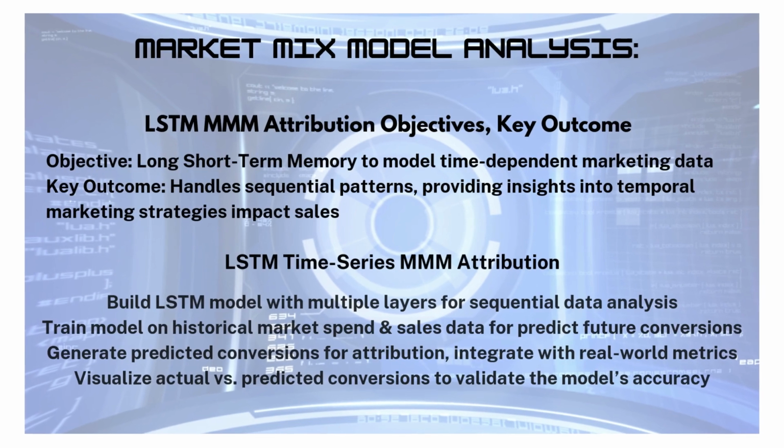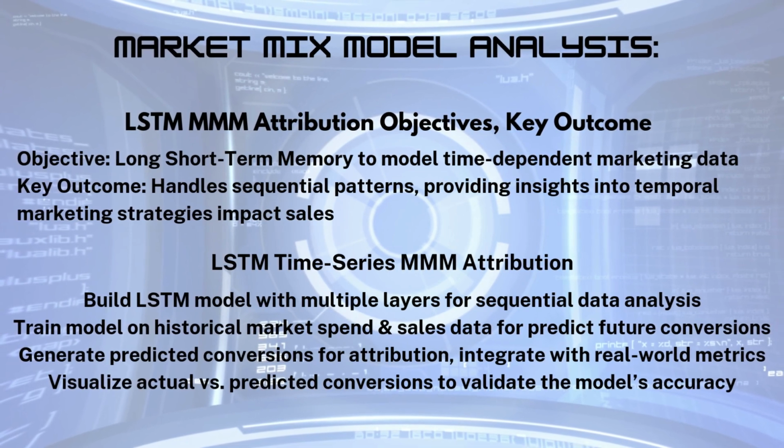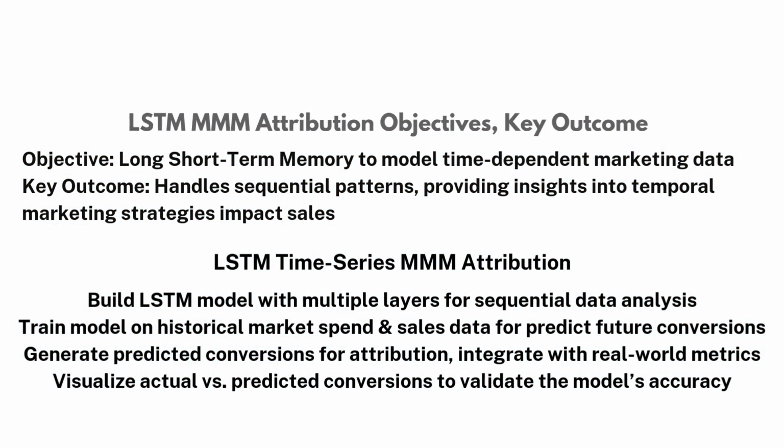Next in the Python is the LSTM model, its attribution, objectives, and key outcome. Here are the objectives: we have long short-term memory, which is used to model time-dependent marketing data, and that's a pretty easy tool to work with. The outcome is to handle patterns and provide insights into temporal marketing sales impact strategies. The LSTM steps are basically to build the LSTM model with multiple sequential layers, train the model on historical marketing data and predict futures, then generate predicted conversions on attributes in real world metrics, and then you visualize it.